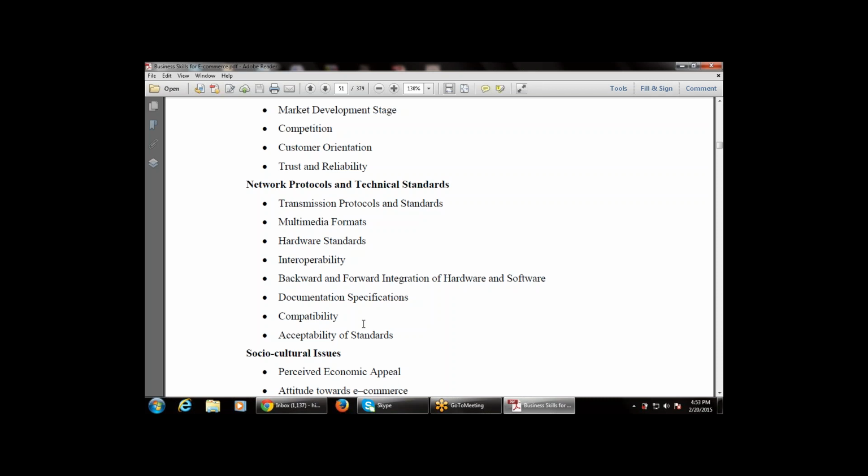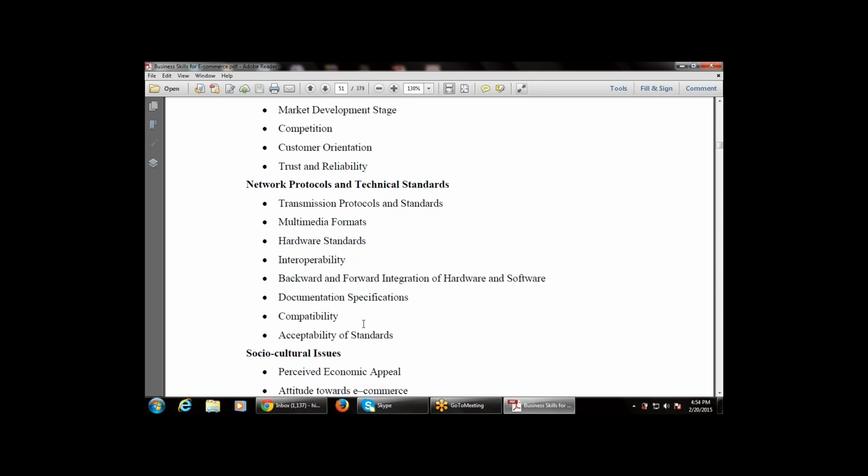Then next is document specification, that there should be a proper document specification that is used. Then next is compatibility, that there should be proper compatibility among various standards, tools and protocols. Then acceptability, that is acceptability of standards, that the standards are accepted by each other. Standards are the rules that are followed by everyone. So there should be a proper standard available for the internet.